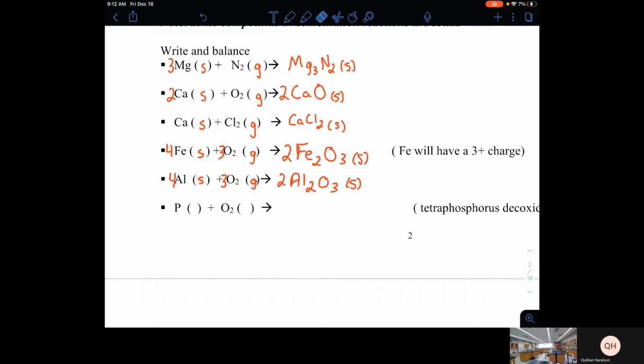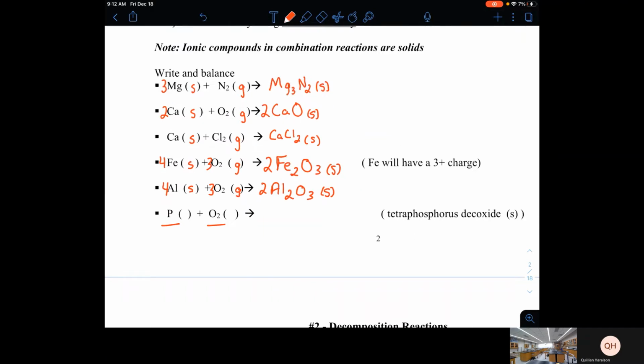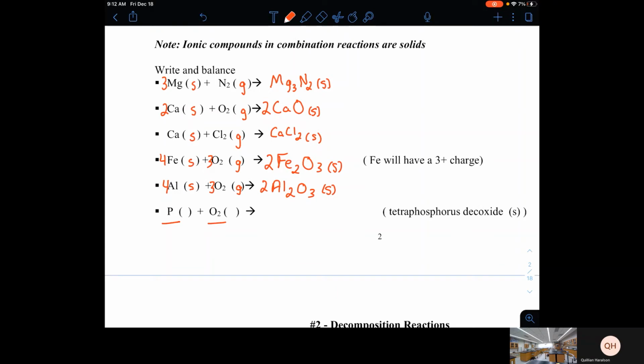All right, last problem. For this problem, basically what I have is a non-metal and a non-metal. One of the things you have to remember is that these non-metals do not have charges when they form molecular compounds. There are no ions in molecular compounds. And because there are no ions, I have no way of figuring out what the products are going to be. I can't use ions to cancel out here.